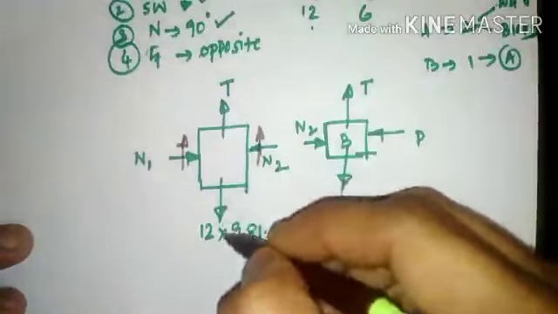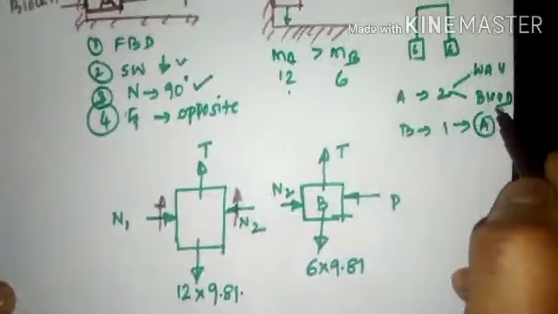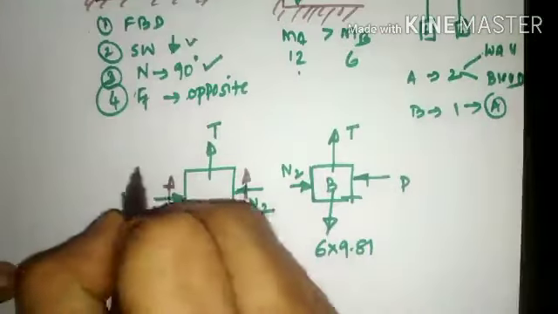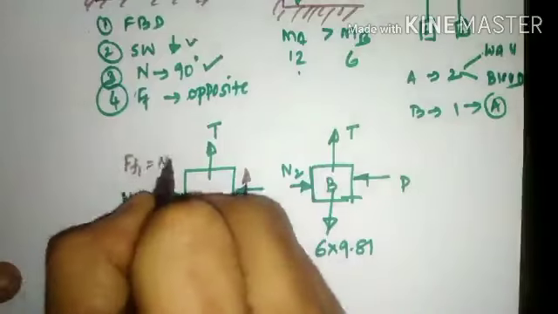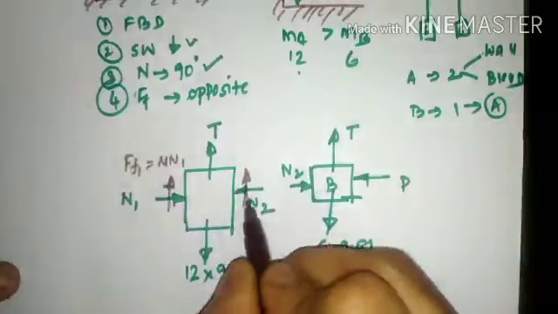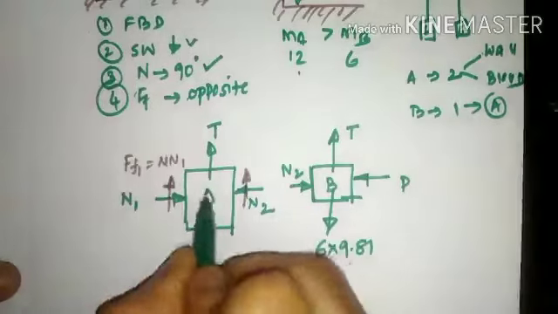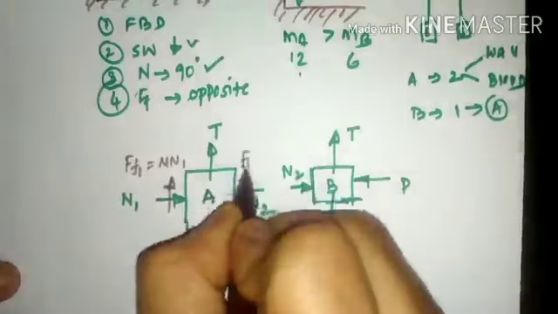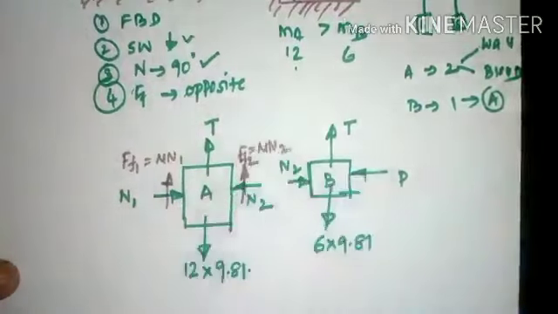If A moves downward, A has a contact surface at two junctions, one at the wall position, the other at the block B position. This is the contact surface for the frictional force at the wall position. This frictional force I shall call F_F1, which will be mu times N1. Likewise, this is the frictional force between block A and block B, which shall be named F_F2. And this F_F2 will be mu times N2.